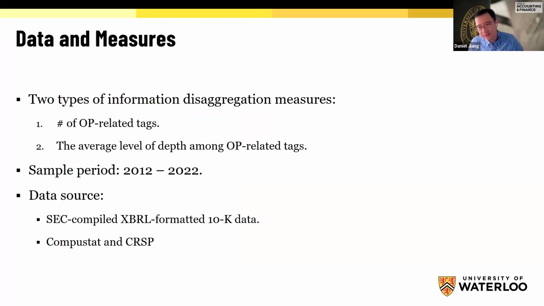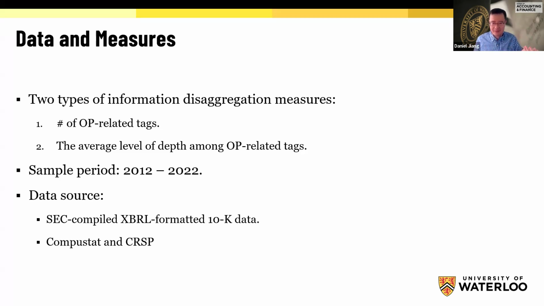So as a result, using the XBRL data, we can measure the information disaggregation in our studies in 2 ways. One, we can simply count the number of operating profitability related tags on the 10K filings. And 2, the second measure or proxy we use is the average level of depth among all OP related tags. Since we rely on the XBRL data to construct these information disaggregation proxies, our sample period has been restricted to be between 2012 and 2022. I think this is one of the limitations to our studies.